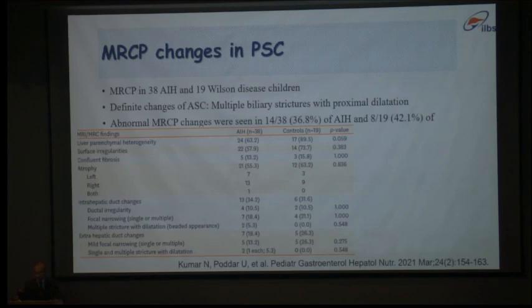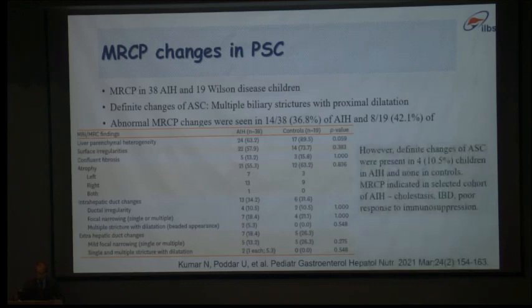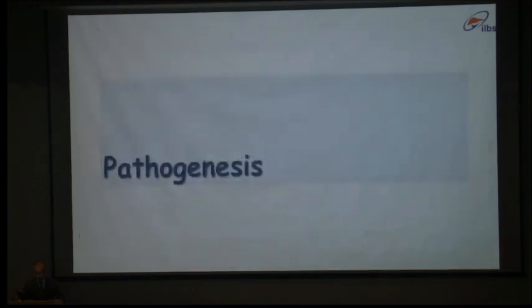But the definite changes of autoimmune sclerosing cholangitis were present only in 4 of the patients of autoimmune hepatitis, but not present in the Wilson disease cohort.